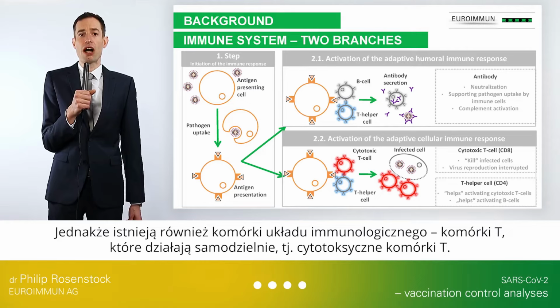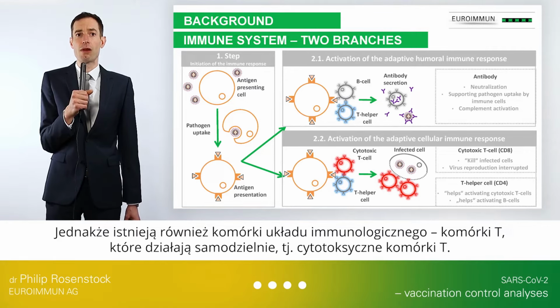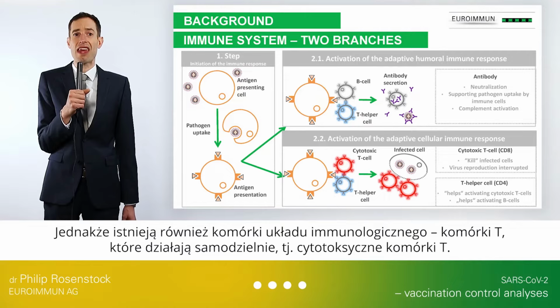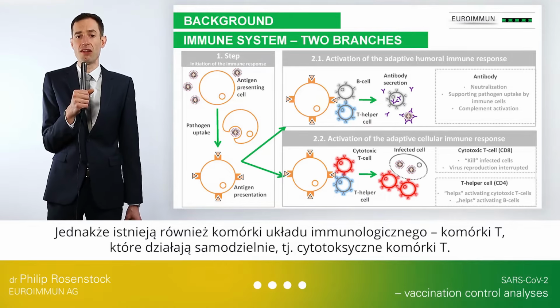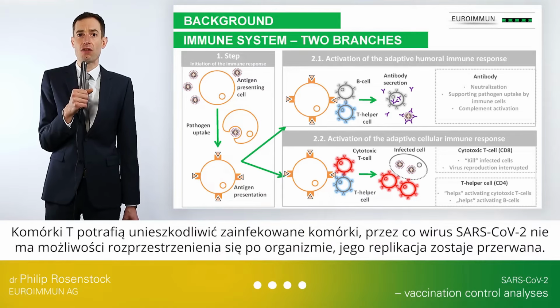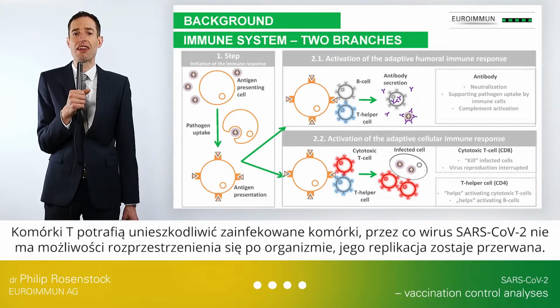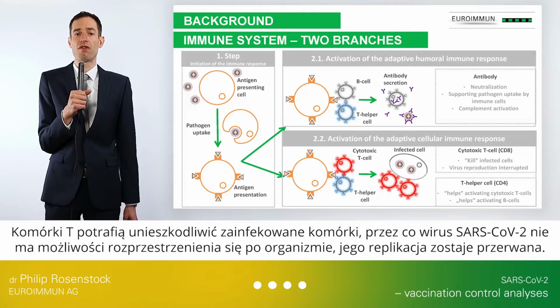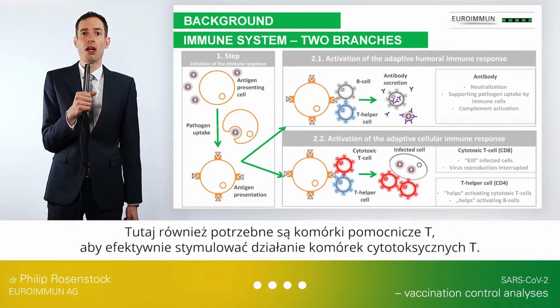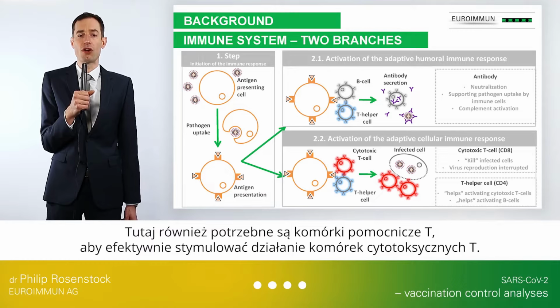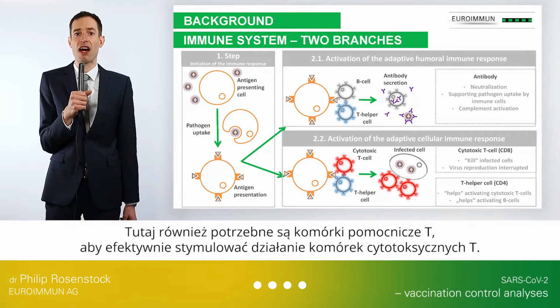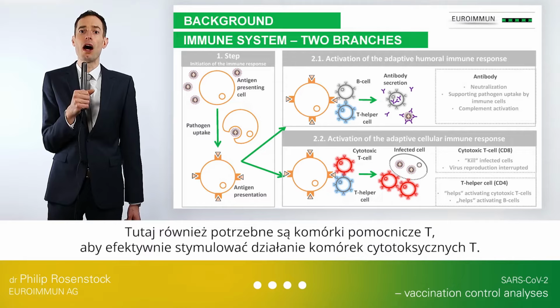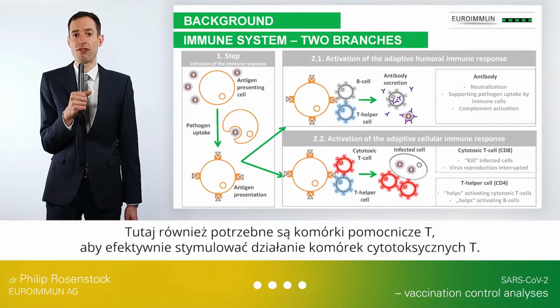However, there's also a branch of the immune system, a cellular branch based on T cells that acts alone, which is the initiation of cytotoxic T cells. And the function of these cytotoxic T cells is that they can kill infected cells specifically. So cells that are infected with SARS-CoV-2, so that the infection cannot spread any further. So the virus reproduction is interrupted. But also here, the T helper cells are needed to efficiently stimulate the cytotoxic T cells.